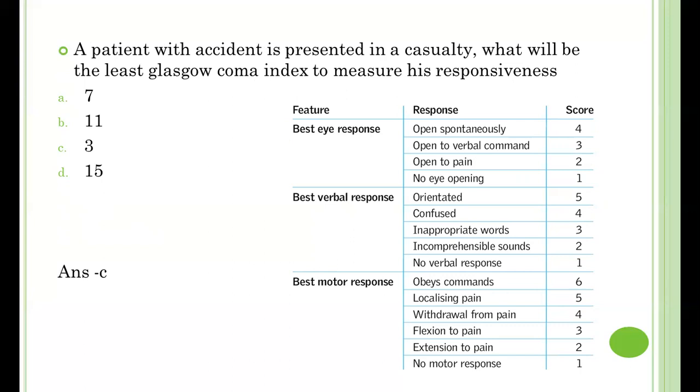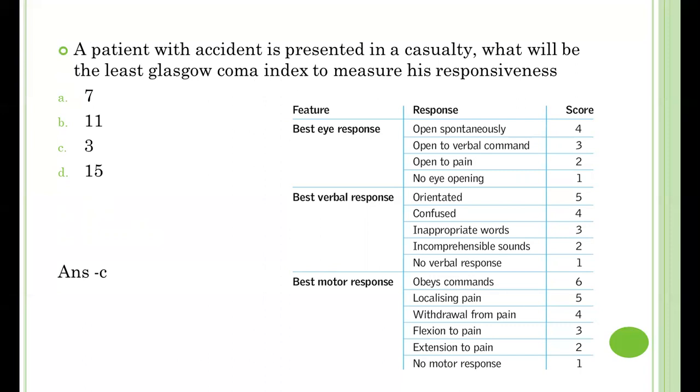Now in verbal response, if it is oriented, then score 5 is given. If it is confused, then 4 is given. If inappropriate words are present, then 3 is given. If the patient is presenting incomprehensible sound, then 2 is given. And if there is no verbal response, then score 1 is given.